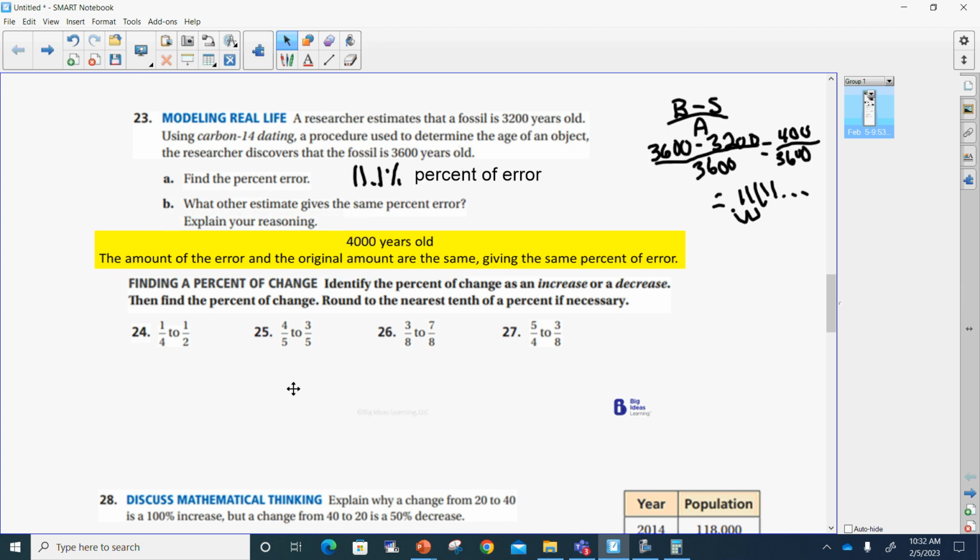All right, number 25 says identify the percent of change as an increase or decrease. Then find the percent of change, round to the nearest tenth of a percent if necessary. I got number 25 here. We got 4 over 5 to 3 over 5. Well, I know the big number is 4 over 5, right? And remember, we're taking the big number minus small number divided by original number.